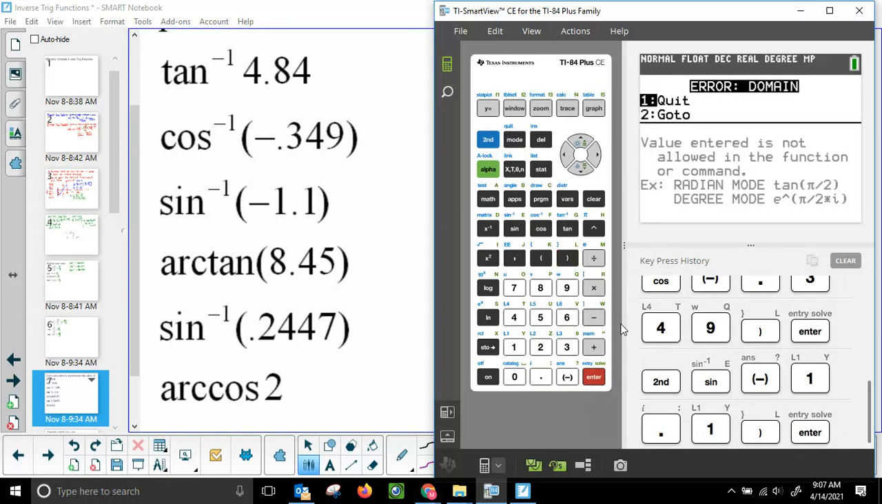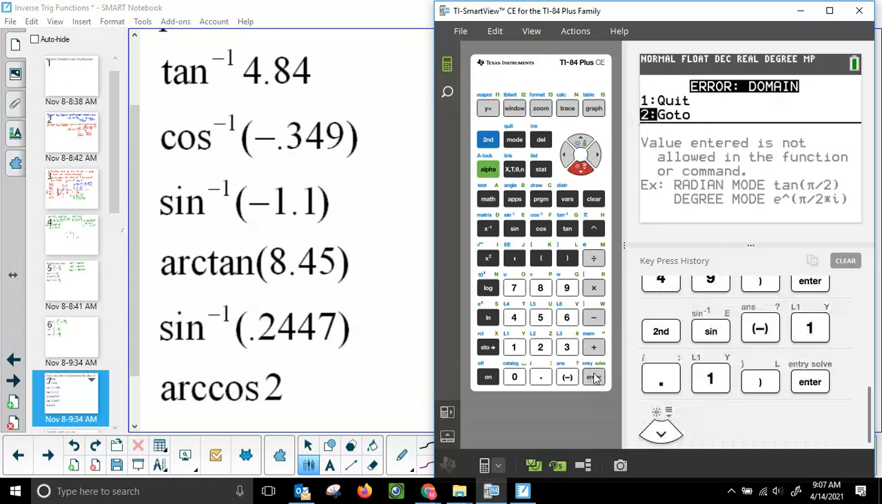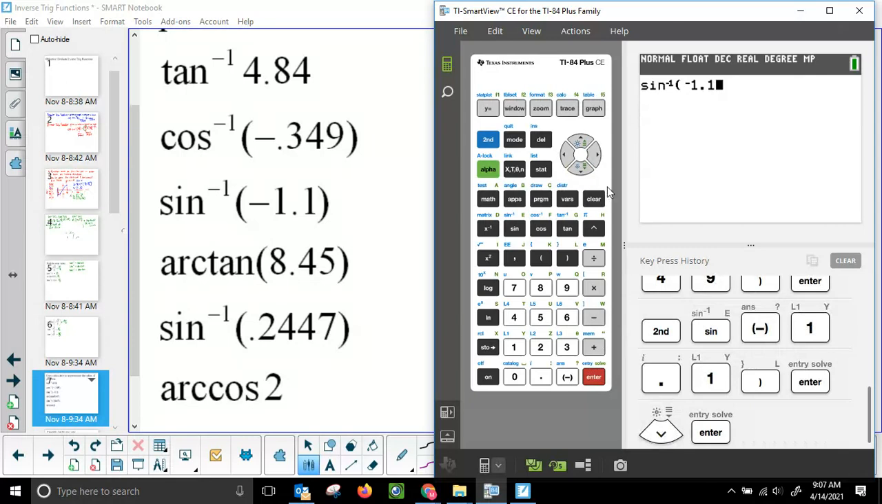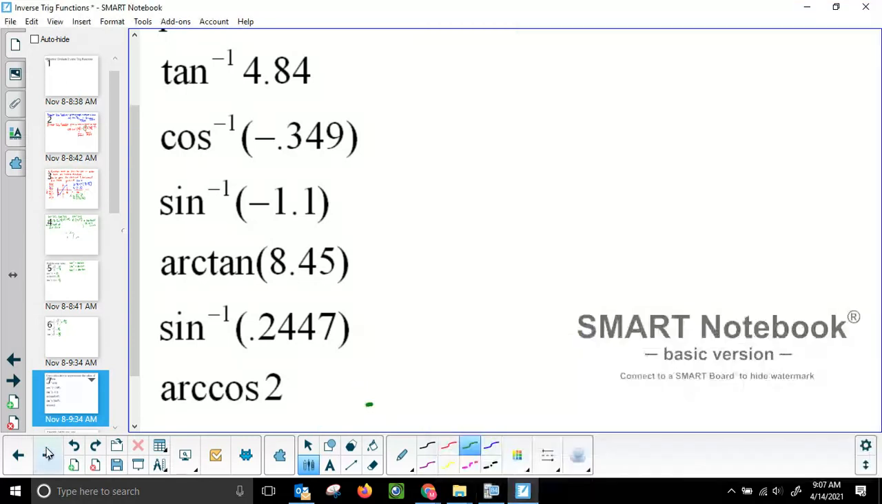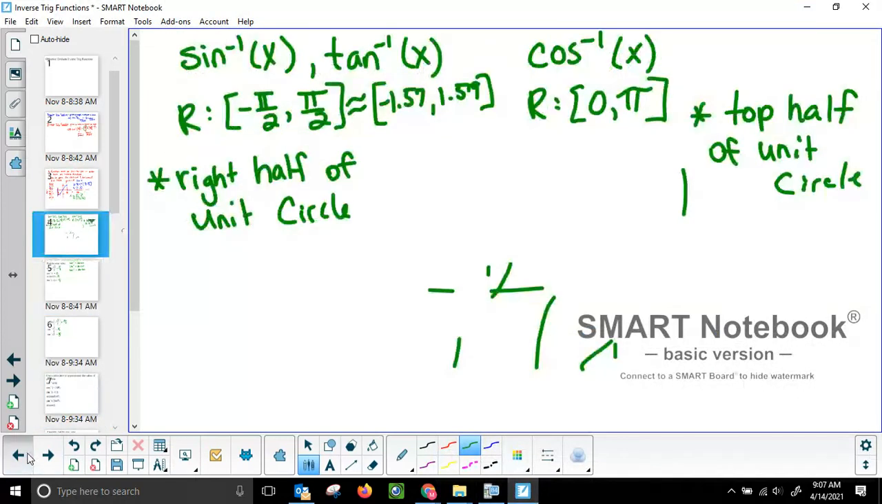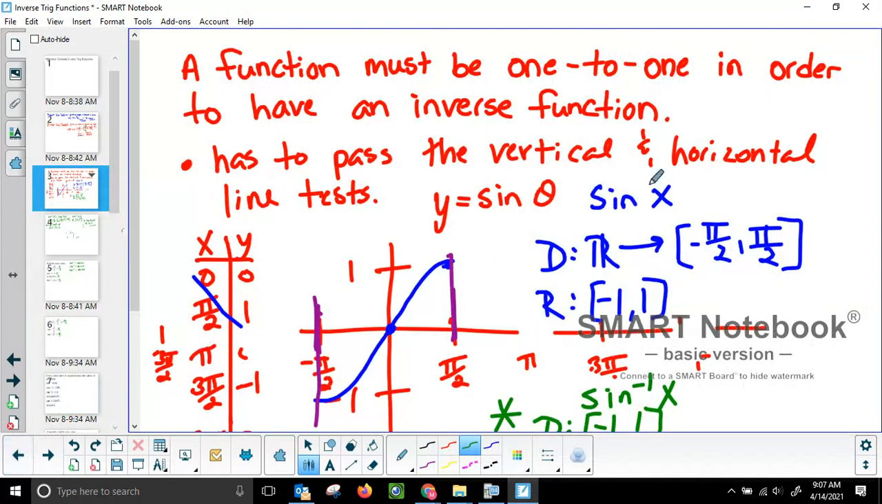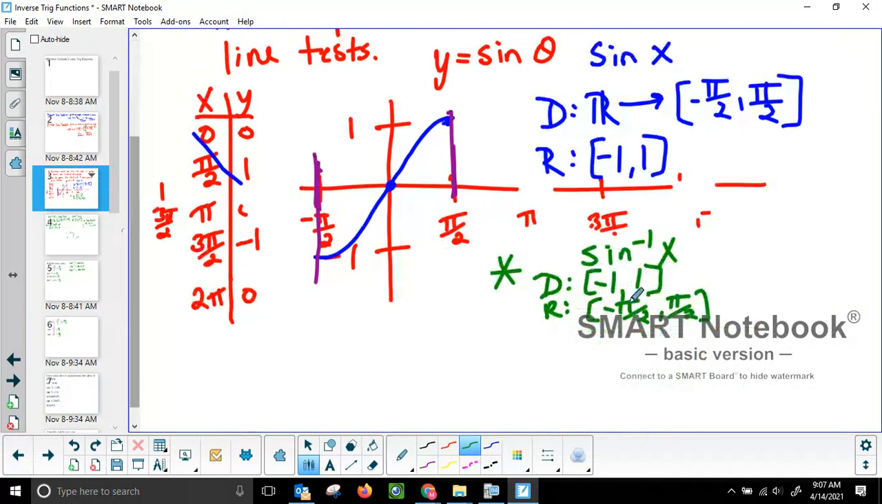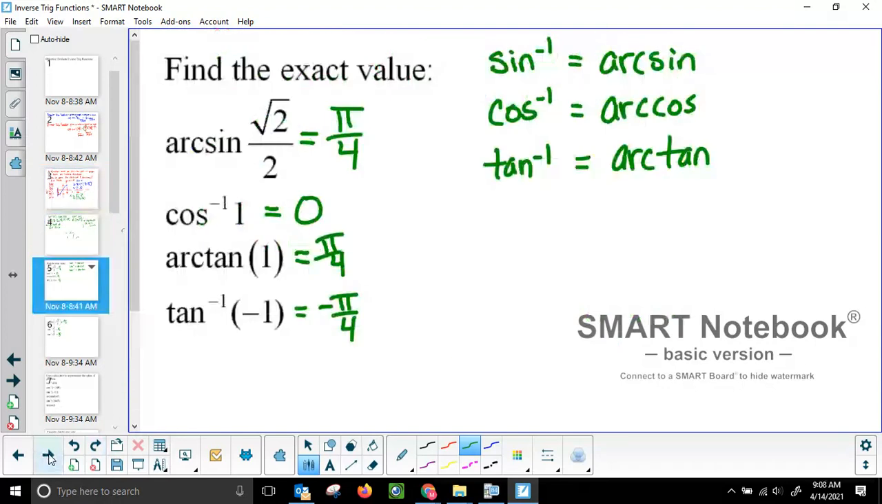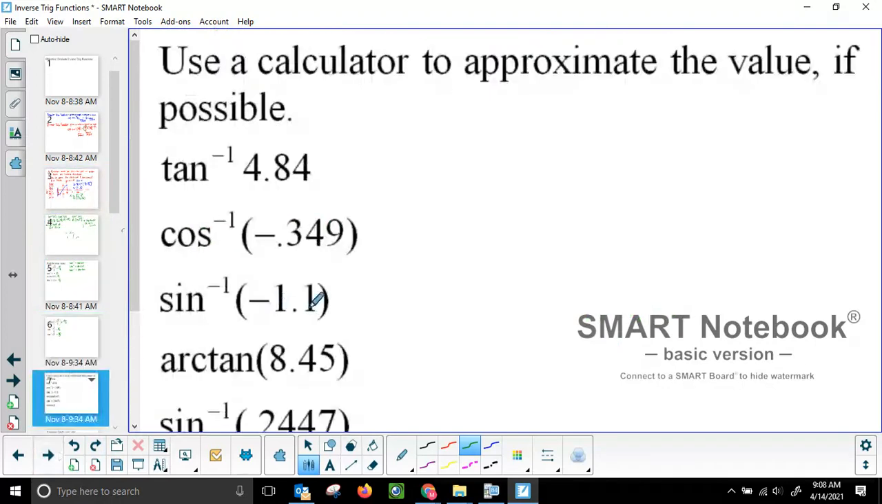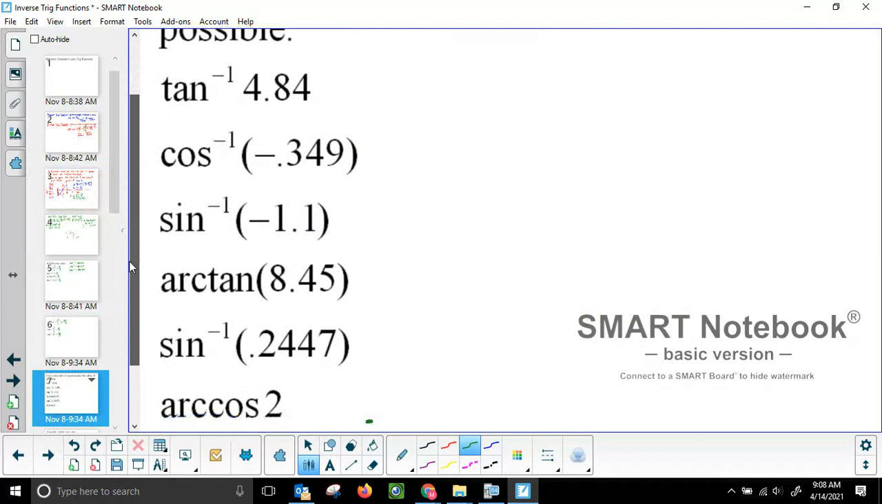Bam. Why did we get an error? All right. Well, way back here, it said, okay, what is the domain of inverse sine? Negative 1 to 1. We're only allowed to plug in values between negative 1 and 1. All right. Is negative 1.1 between negative 1 and 1? No. No, it is not. Okay. So that's why we couldn't do that.